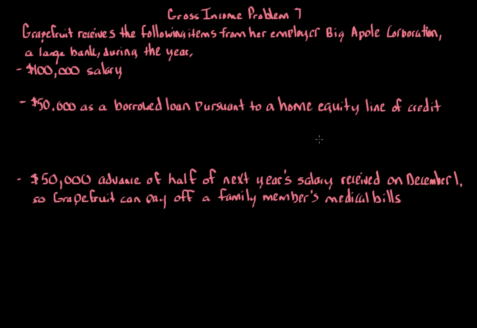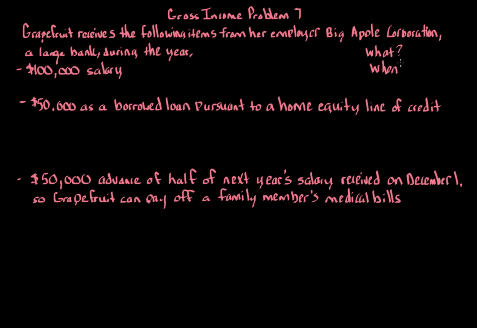Grapefruit receives the following items from her employer, Big Apple Corporation, which is a large bank, during the year. So the first item, and we're dealing with gross income here. Remember, we're dealing with income tax. Any type of income tax question, we have 5 questions to worry about. First, what amount of gross income do we have, if any? Second, what amount of deduction or credit do we have? So the first 2 questions deal with inflows and outflows. Third, when do we have those items? Who has those items? And what's the character of those items? Now again, we're focusing on gross income inflows. So really, we're focusing on what amount of gross income, if any.